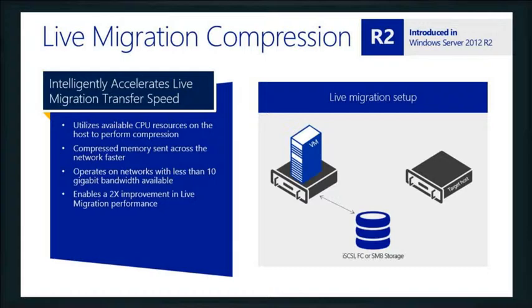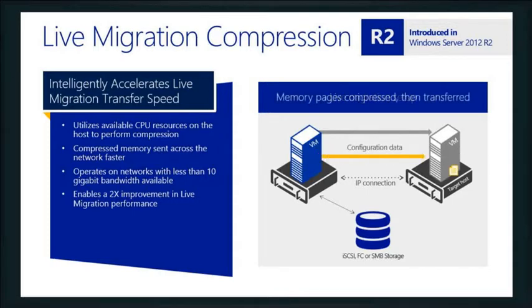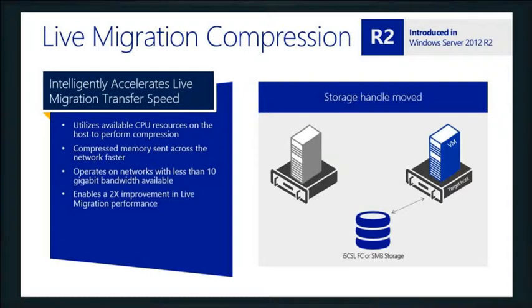What R2 gives us is the ability to do live migration with compression. So the memory is compressed as it's being written across to that target host. Configuration data moves across, memory contents move across, but that's compressed and transferred, and then the modified pages. Then the storage handle is moved. This is a two-times improvement over the 2012 live migration performance, not to mention when you add on RDMA. We'll talk about that in a bit.